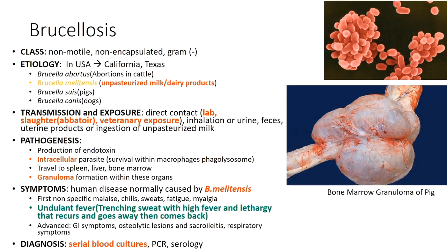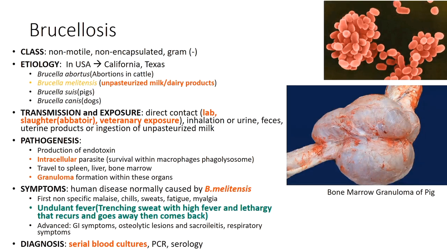So Brucella abortus is found in cattle, Brucella melitensis. So this is the guy that we're really talking about as far as human infections. And you get this from unpasteurized milk and dairy products. Brucella suis, which you get in pigs, and Brucella canis, which obviously is from canids or dogs.